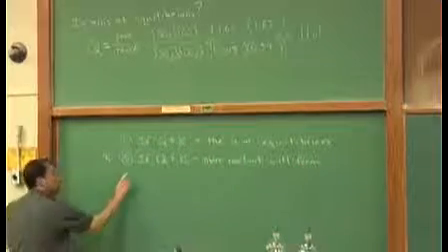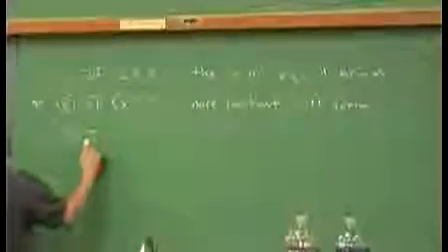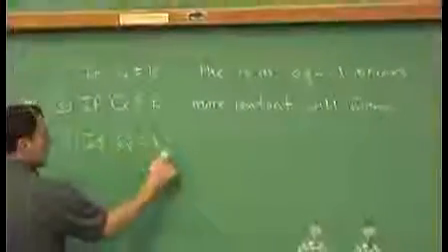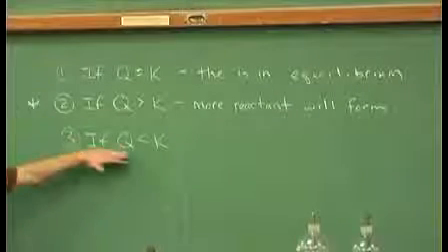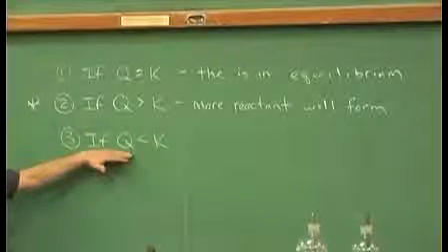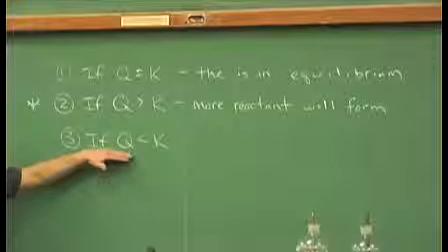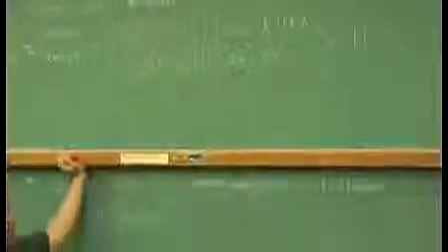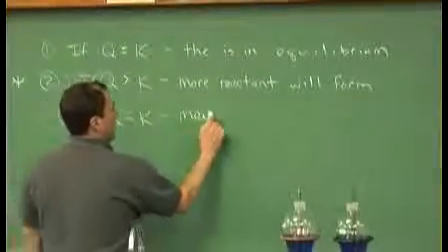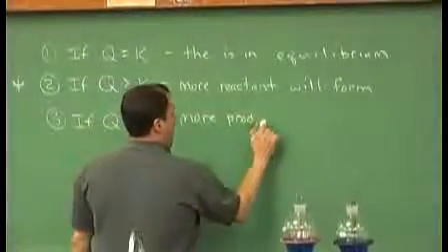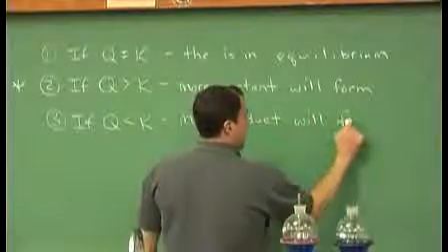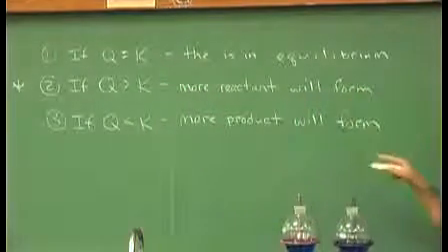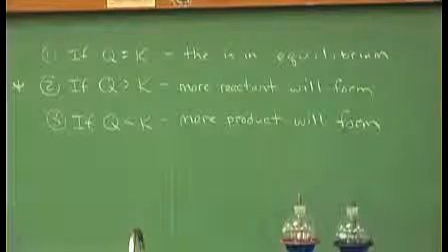And case number 3, which did not happen in the previous example, would be, what if we had calculated Q as being too low? If Q is less than K, why? Our Q is too low. Our calculation, the number isn't big enough. It's too small. Being too small, it would mean that we need this to be larger, this to be smaller. We would have more products form. More product will form. Three different possibilities. The system's not at equilibrium. It'll reach there shortly.